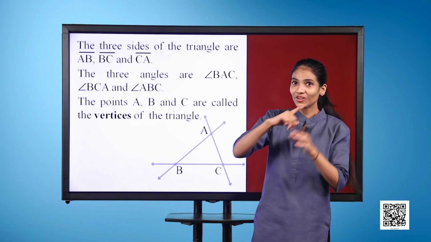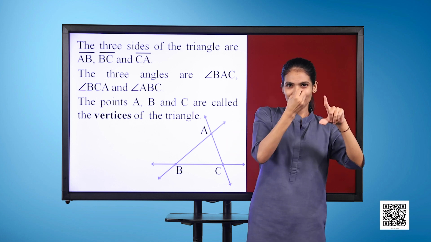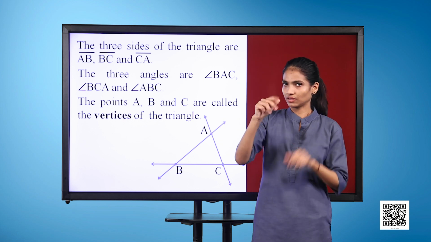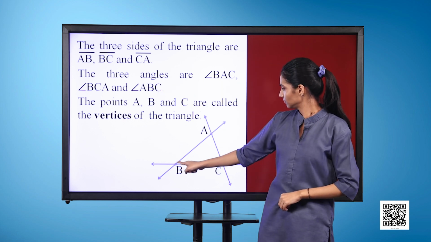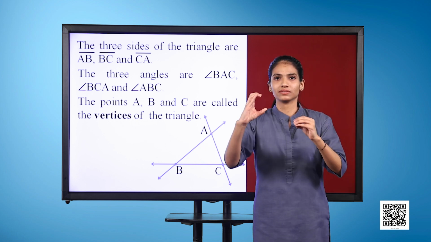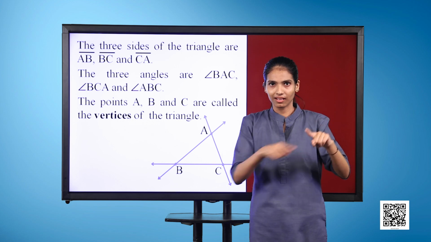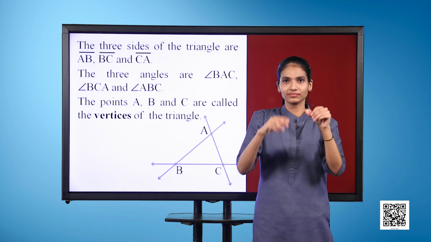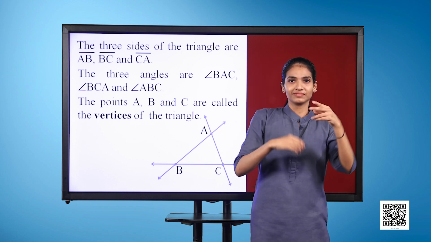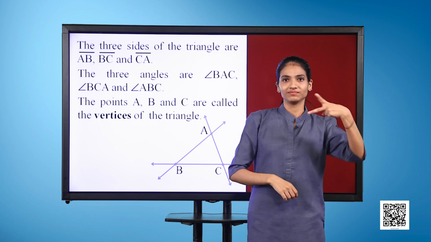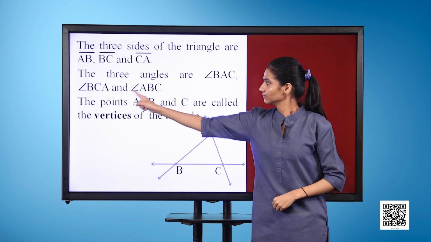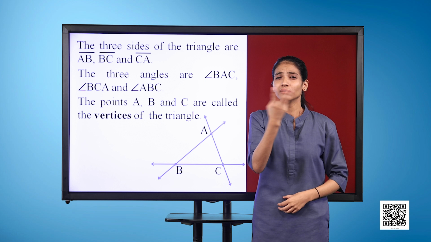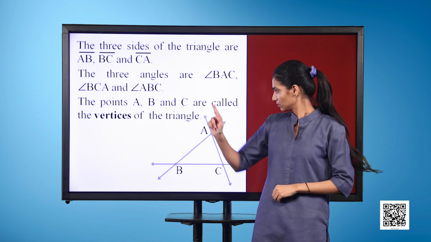The three sides of the triangle are AB, BC, and CA. The three angles are angle BAC, angle BCA, and angle ABC. The points A, B, and C are called the vertices of the triangle.